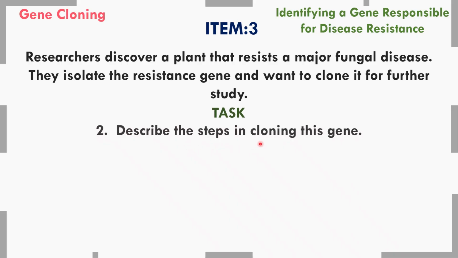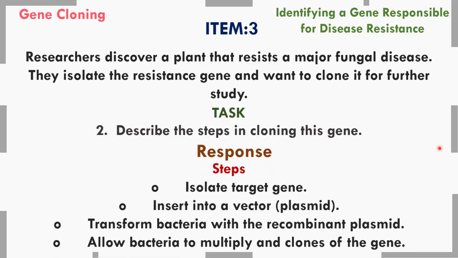Describe the steps in cloning this gene. Steps: isolate the target gene. Insert it in a vector, the plasmid. Transform bacteria with the recombinant plasmid. Allow bacteria to multiply and make clones of the gene.